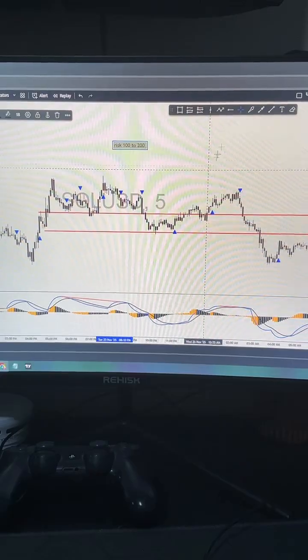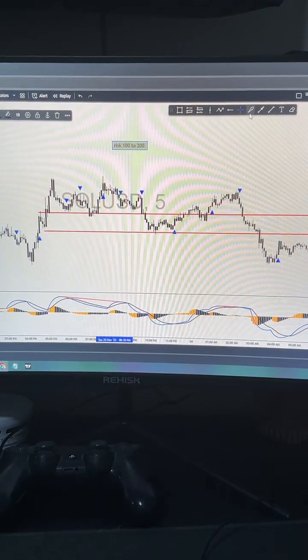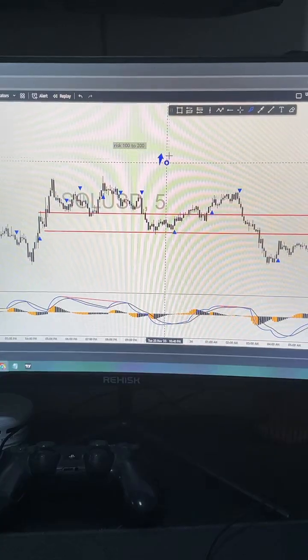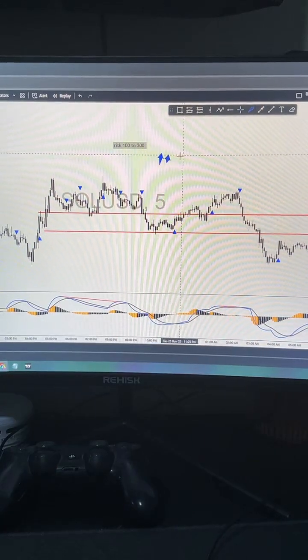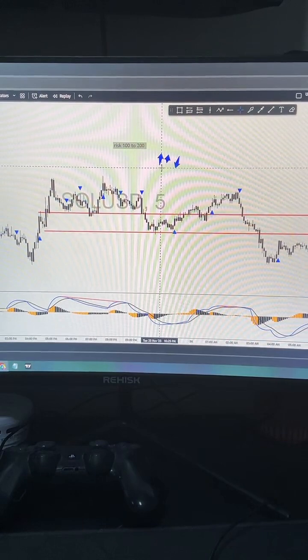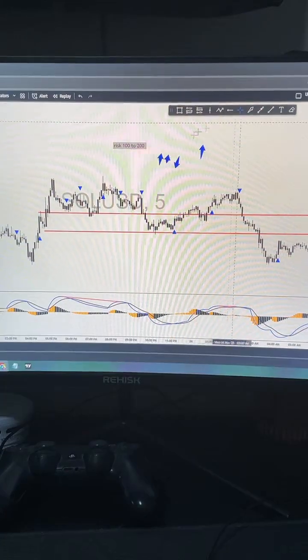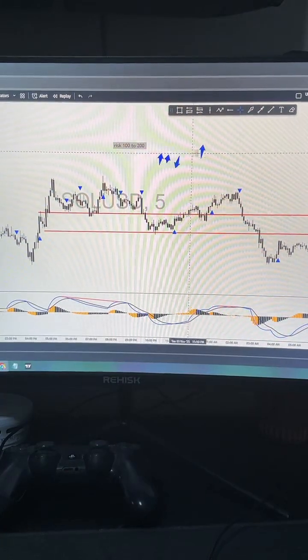Let's just say that first trade, you are up, boom. The next trade, you are up, boom. The third trade, however, you lose. So you're up 2, 4, and now you're down 1. So you're still up 3. 1, 2, and 3.